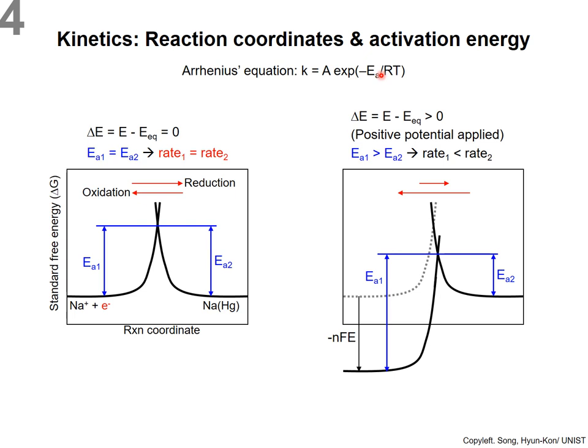Let's go to the free energy diagram along the reaction coordinate of electrochemistry. Right now, we are at the equilibrium potential, so E equals the equilibrium potential, and then we have one curve for the reactants, which are sodium plus electron, and the second curve is about the product, sodium metal. So this free energy diagram is about sodium ion reduction to sodium metal. At equilibrium, we have the same level of reactant curve and product curve. So the activation energy is the same between the forward reaction or reduction and the backward reaction or oxidation. So the same activation energy leads to the same rate for the forward and backward reactions.